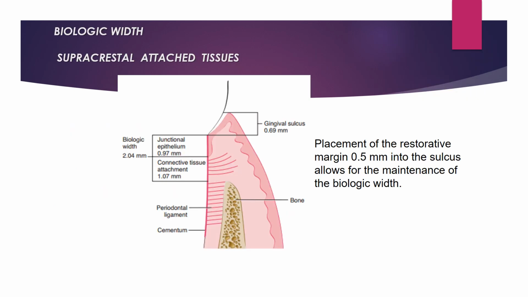This is the picture which shows the biological width, that is the junctional epithelium and the connective tissue attachment. Together they constitute the biological width, and the gingival sulcus of 0.69 mm. So the placement of the restorative margin is usually 0.5 mm into the sulcus if there is a sulcus depth of 1 mm, and that is for the maintenance of the biological width.